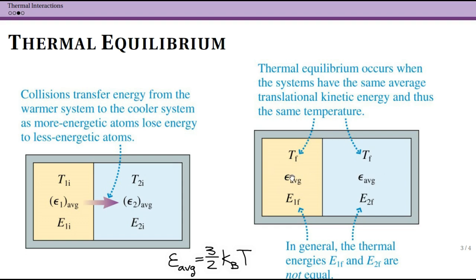So because these two must be the same in order for these to be in thermal equilibrium, at this point there's no net energy transfer. Whenever they collide they just bounce off, and you don't actually have a net transfer of energy in either direction. That means that these two temperatures are the same from this logic here. But thermal energy depended on how much gas there actually is. So these two thermal energies are not actually equal.